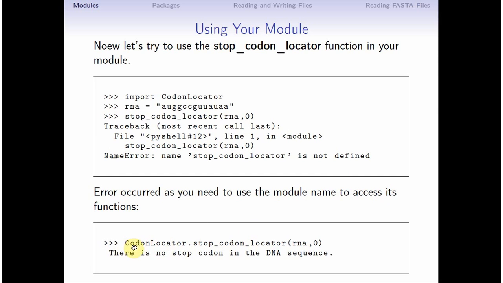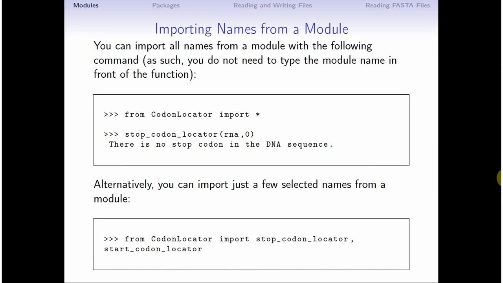So you must use codon locator dot stop underscore codon locator, then RNA, comma 0. Then it will work, you can use the stop codon locator. However, this one will be quite troublesome, because you always need to type the file name first, then you can use the function.